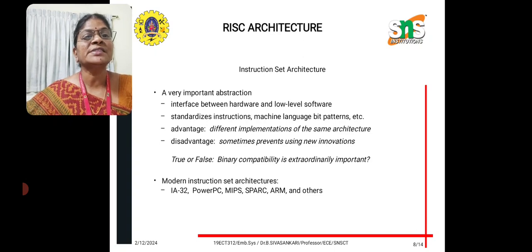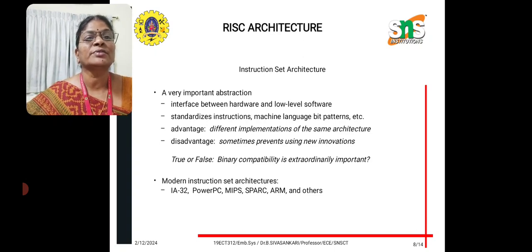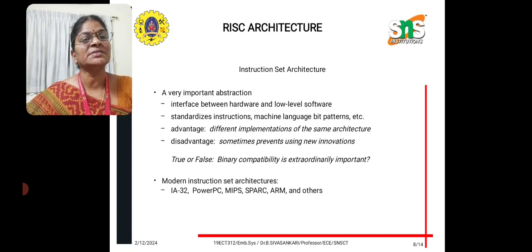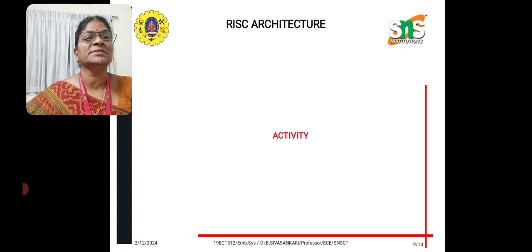And instruction set architecture, for RISC, is a very important abstraction. It is an interface between hardware and low-level software and standardizes instructions, machine language, bit patterns, etc. The advantage is different implementations of the same architecture. The disadvantage is that it sometimes prevents using new innovations. So modern instruction set architectures are IA32, PowerPC, MIPS, SPARC, ARM and others.